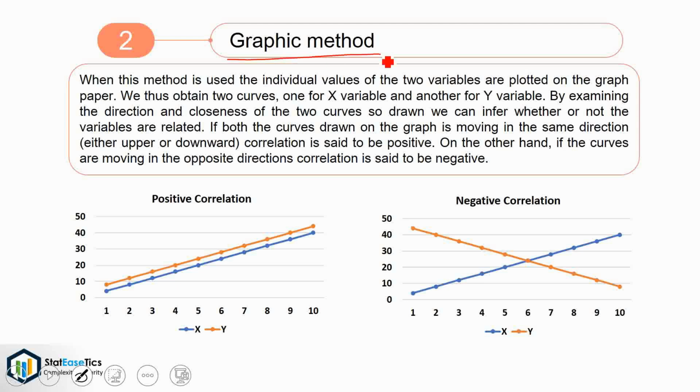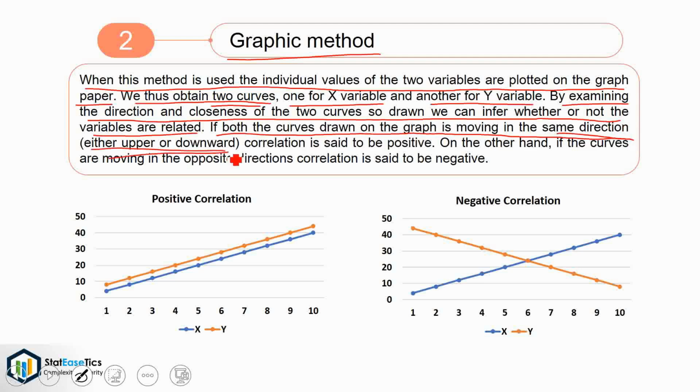Now let's see graphic method. When this method is used, the individual values of two variables are plotted on the graph paper. We thus obtain two curves, one for x variable and other for y variable. By examining the direction and closeness of the two curves so drawn, we can infer whether or not the variables are related. If both the curves drawn on the graph are moving in the same direction, either upward or downward, correlation is said to be positive. On the other hand, if the curves are moving in opposite directions, correlation is said to be negative.